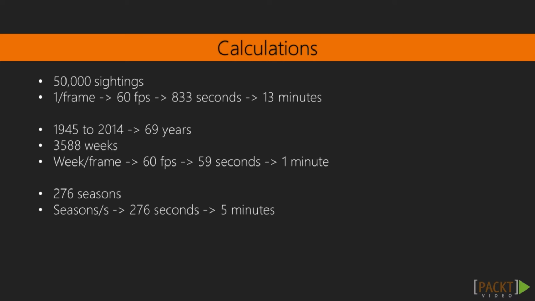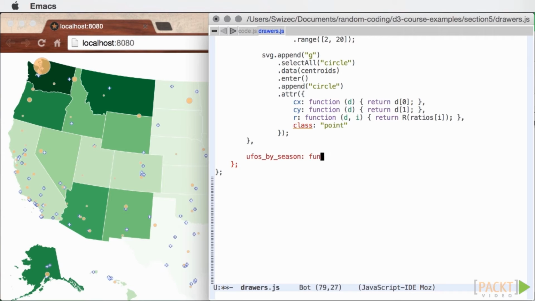The compromise I decided to go with is making every keyframe a season, showing a season a second, and displaying the innards of each season in sequence rather than all at once. In theory, this should create a smooth animation with a sensible scale. And since it comes out to only a few minutes long, it's almost short enough. The first thing we need is a helper function that groups UFOs by season.